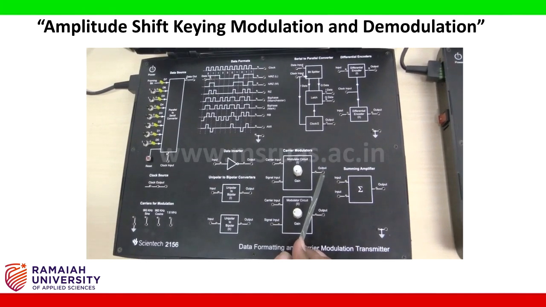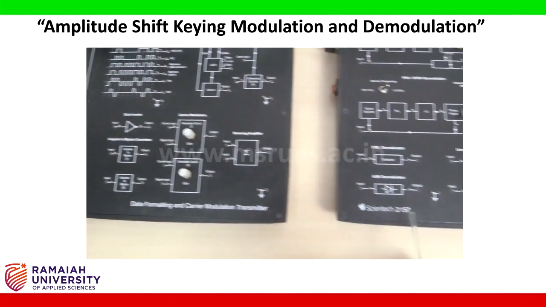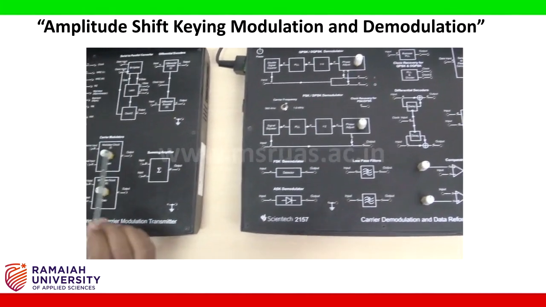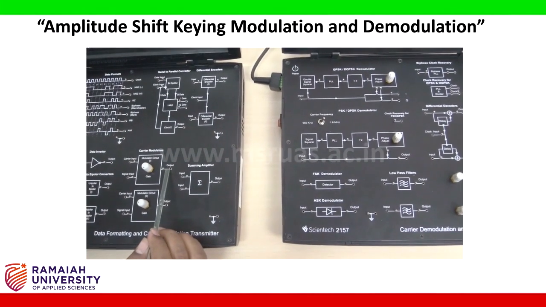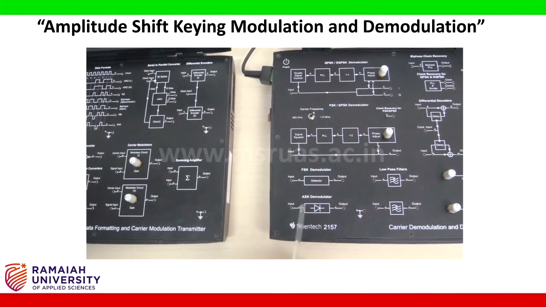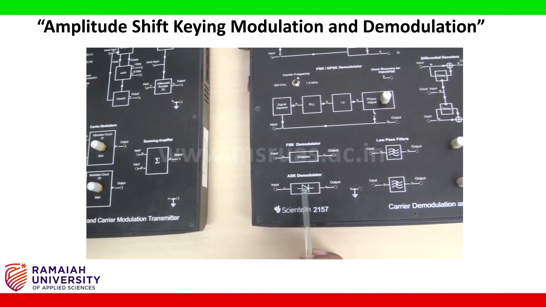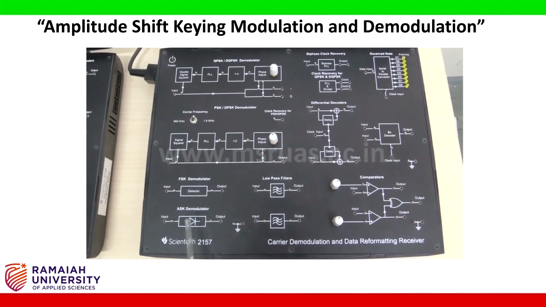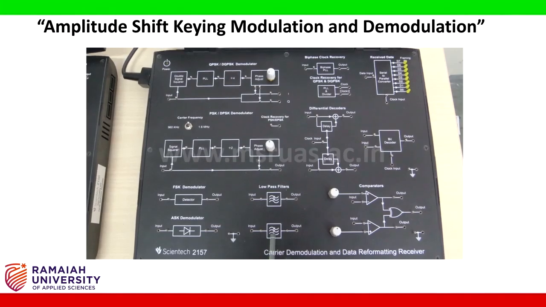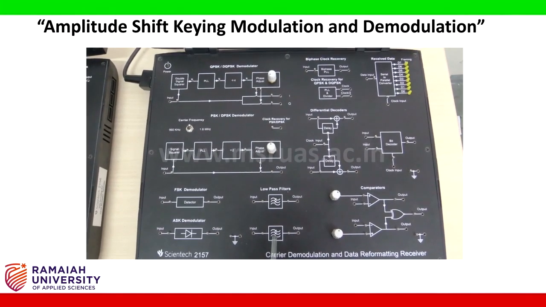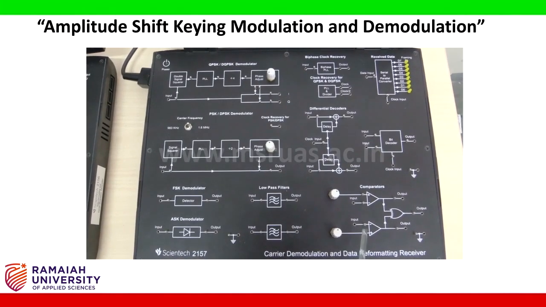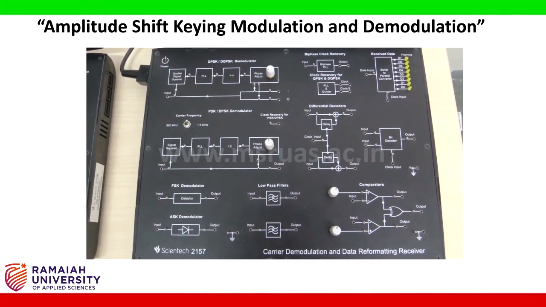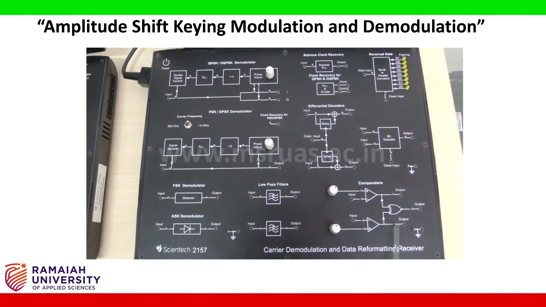And demodulation scheme will be in the Syntec 2157 board. Here in the ASK demodulator, the output of the carrier modulator will be fed into the input of the ASK demodulation. Here it acts like a half wave rectifier, and the half wave rectifier output will be fed into the low pass filter, and then low pass filter output will be fed into the comparator. Comparator output will be the same as the data inputted from the line coding scheme.